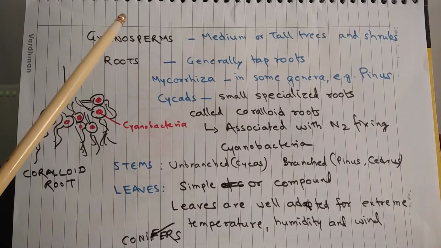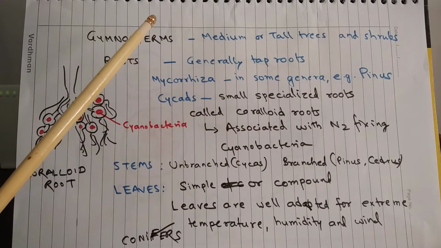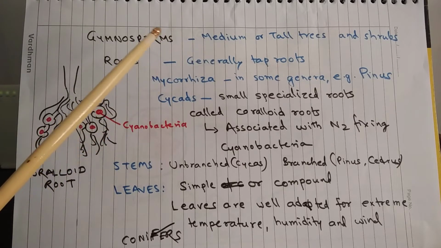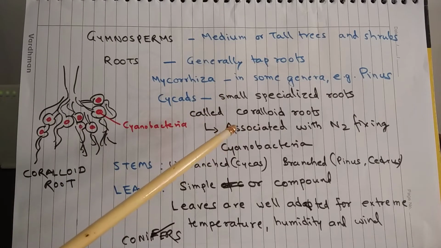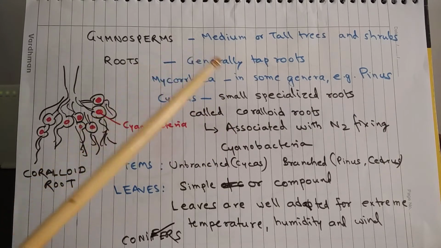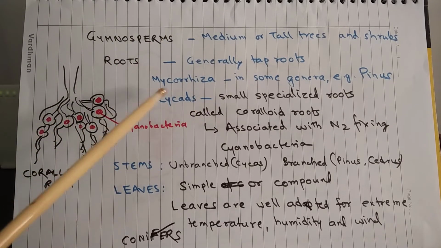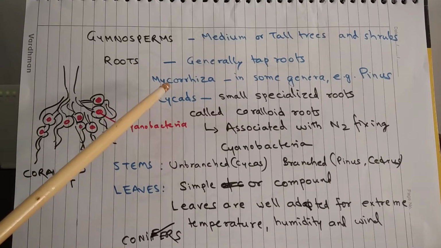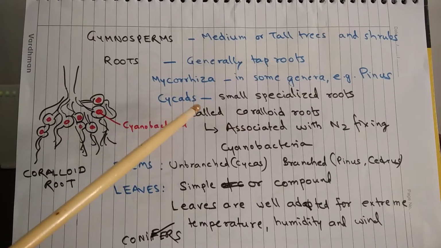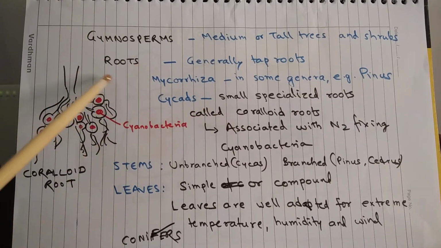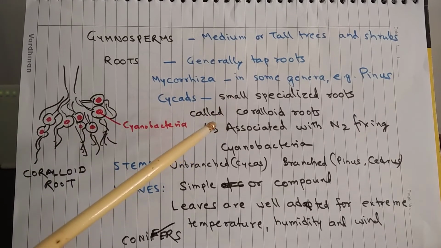Gymnosperms are medium sized or tall trees, and some of the gymnosperms are shrubs also. As far as roots are concerned, tap roots are generally found in gymnosperms. Then there are two examples of symbiosis also. In some genera, for example in Pinus, mycorrhiza are found. These are special roots which have symbiotic association with fungi, so that nitrogen fixation can take place in soil. Then cycads have small specialized roots, and these roots are called coralloid roots.